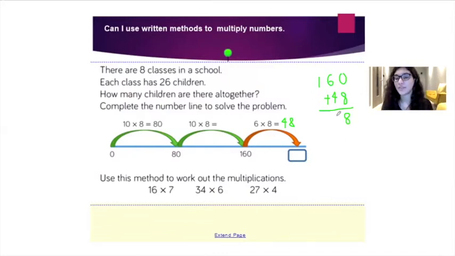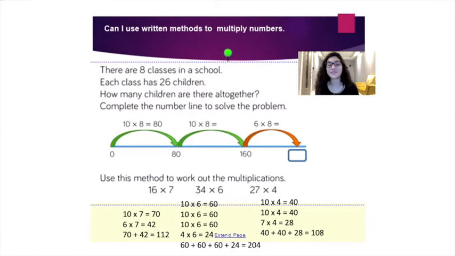Okay, so I'll put the 0 at the bottom here, and then I'm going to carry the 1. So then 1 plus nothing would be 1, and then you add that 1, which makes it 2. So the answer then that we put into this box here is 208. Just like that. So we're going to use this method now to work out the multiplications. Have a go. Pause this video, have a go, and then we'll see if you got it correct.